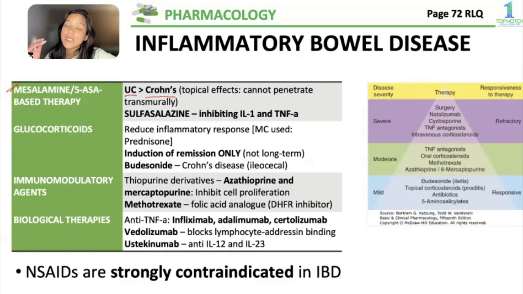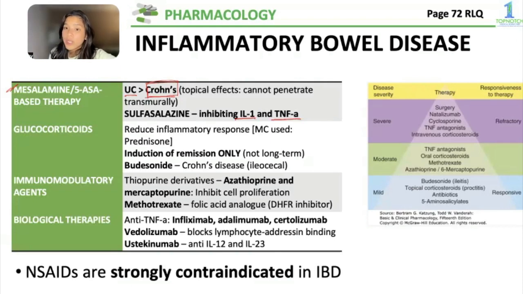And remember, what is the inflammation in ulcerative colitis versus Crohn's? Which of the two has transmural inflammation? Right, it's Crohn's. Because mesalamine has a topical effect, it cannot fully penetrate. It cannot penetrate transmurally. Therefore, it is unable to inhibit inflammation through all layers of the bowel, so it is more effective in ulcerative colitis. What is the mechanism by which it works? It inhibits IL-1 and your TNF-alpha, which we know are inflammatory mediators.